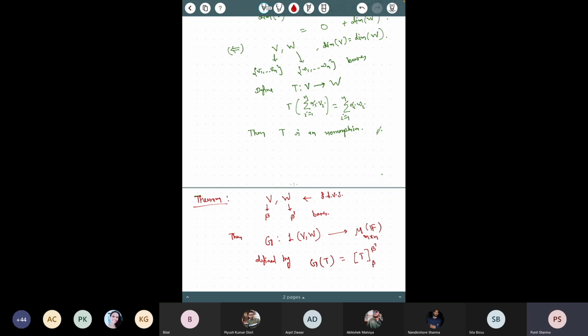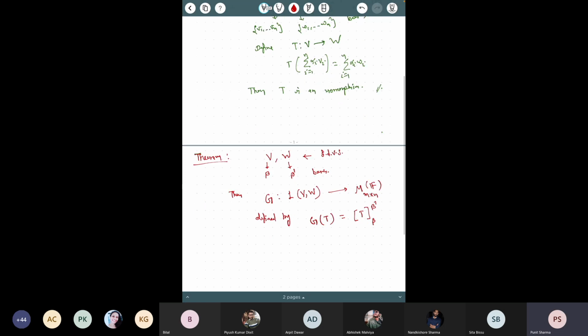This you can show is an isomorphism. That means you take a linear transformation, you fix two bases, one for V, one for W, and then you define this function from the set of all linear transformations to the set of all matrices of size m cross n. You just send every linear transformation to its matrix representation with respect to the given bases, and then you can show that this function is actually an isomorphism. That means it is linear, 1-1 and onto.